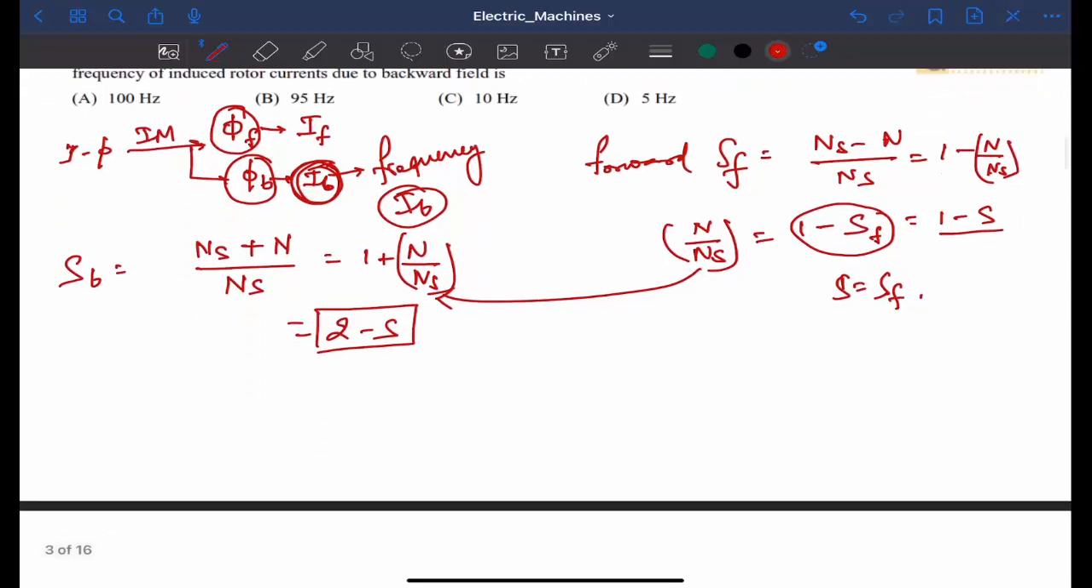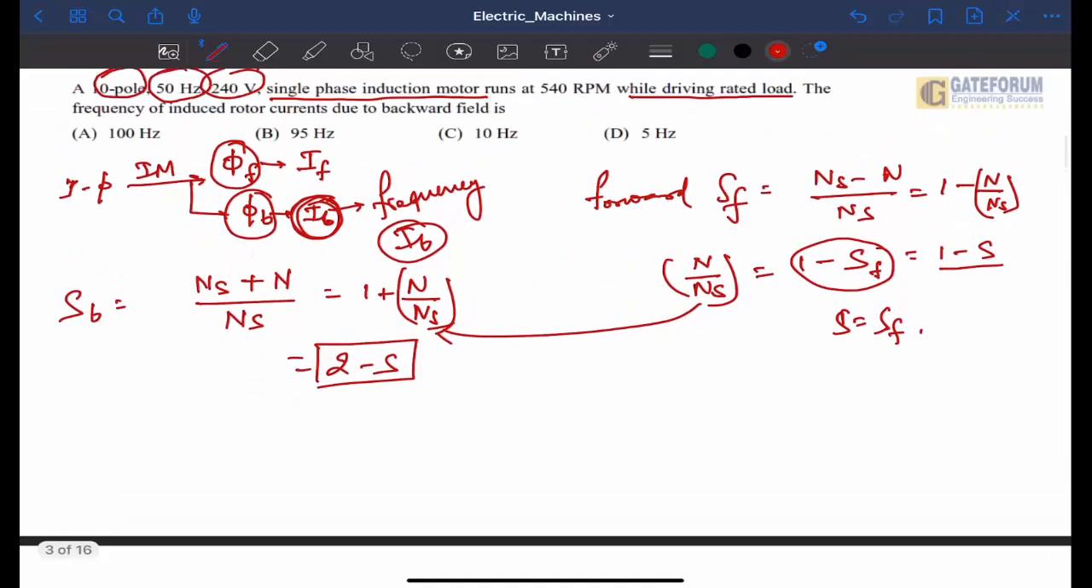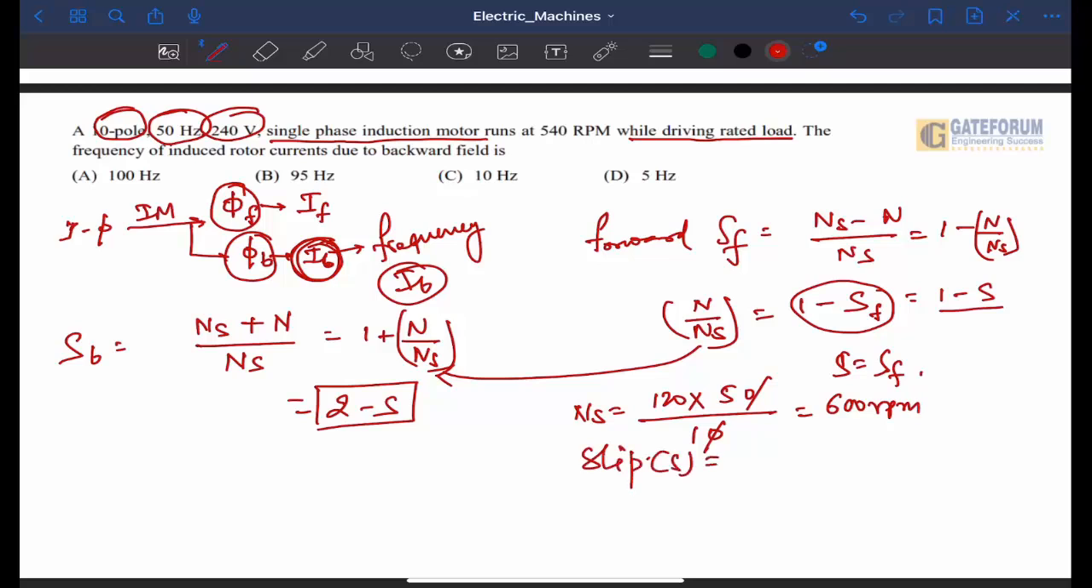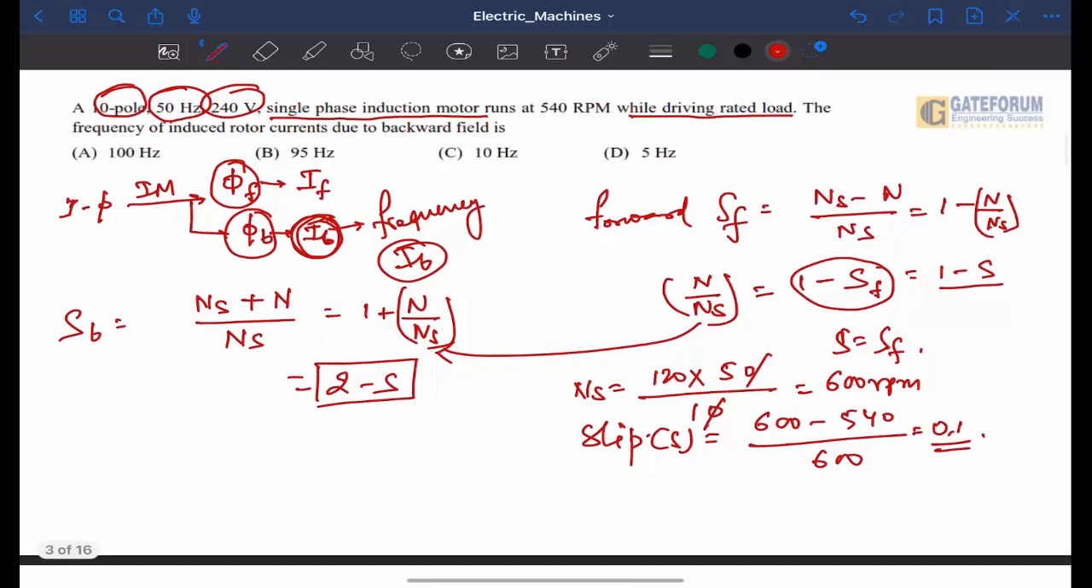Okay. So now we have to find the slip. First of all, we have to find slip. It is 10 poles, so Ns will be 120 into frequency 50 Hz divided by 10. It will be 600 rpm. Slip, that means S equals 600 minus 540 rpm divided by 600. It will come as 0.1.